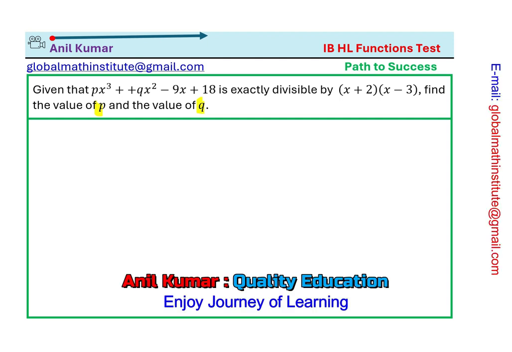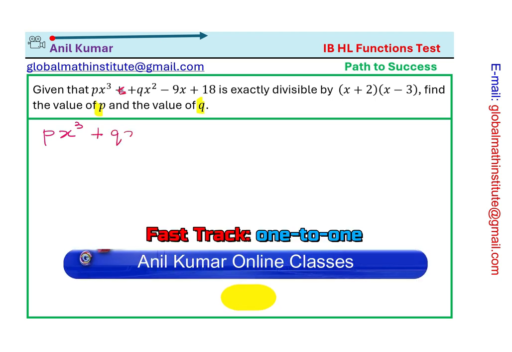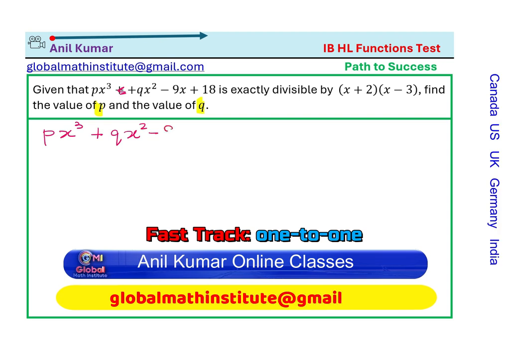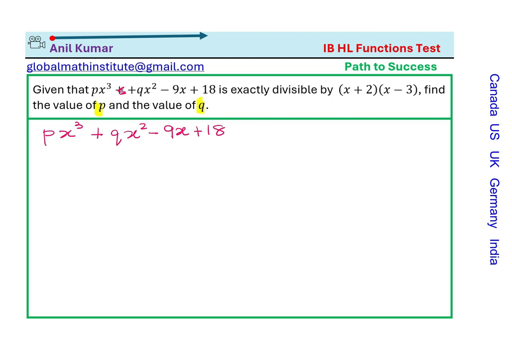Now, let's look into the solution and understand what the question really is asking for. So we are given this polynomial equation. Let me write this, which is px cubed plus qx squared minus 9x plus 18. And we are also given that it is exactly divisible by x plus 2 and x minus 3.